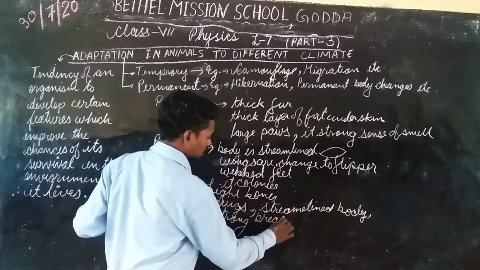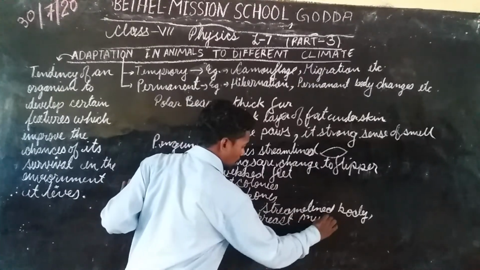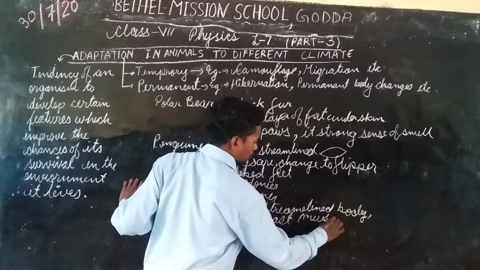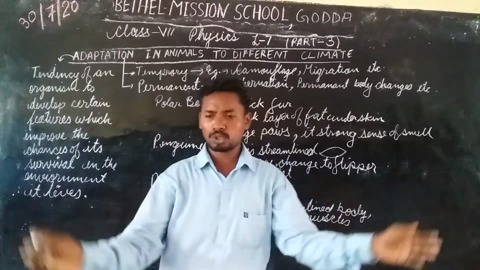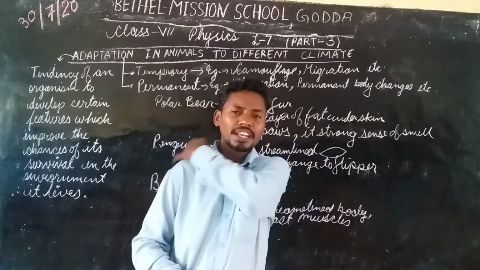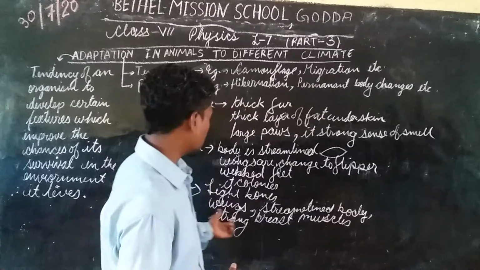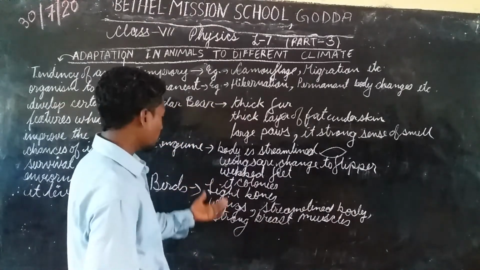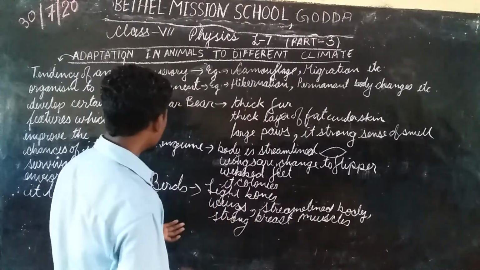Breast means the chest area. Strong breast muscles. What for? Because they have to keep on flapping their wings, and in flapping, this shoulder area and this chest area, their muscles are used, so they have very strong breast muscles. Okay, so these are some of the characteristics of the birds which allow them to fly easily.